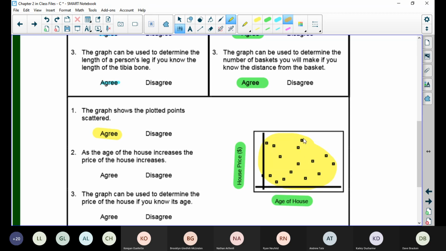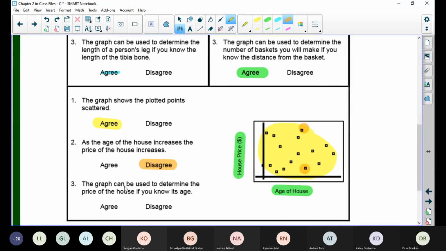Take a look, as we get older and older and older, you've got some houses that are worth a whole lot of money. People are putting money into them, they're doing their landscaping, they're putting a pool in, they're upgrading, or some people are just kind of letting the house go and kind of rot away. So as the age of the house increases, the price automatically increases? No, that's a disagree.